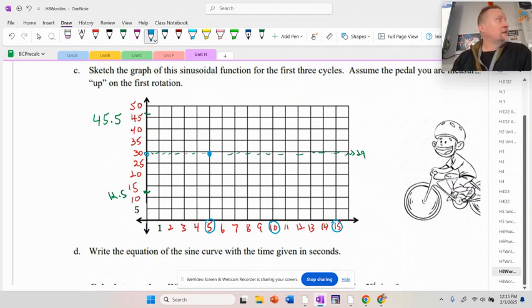So when does it do half of a cycle? How many seconds is it? Half of a revolution, like from here to here. 2.5. So at 2.5 seconds, you end up here.